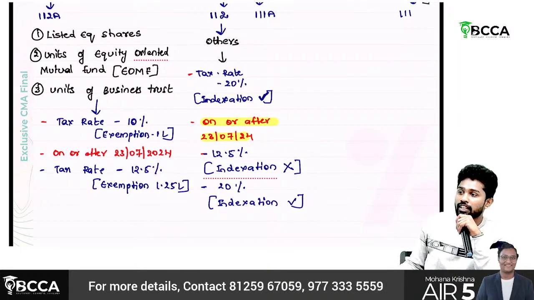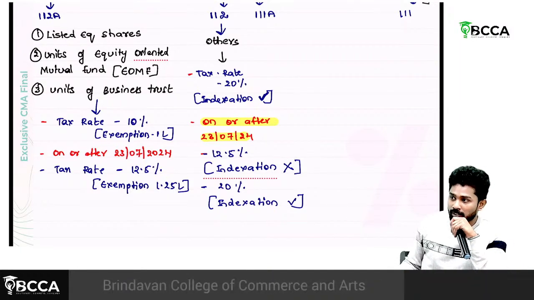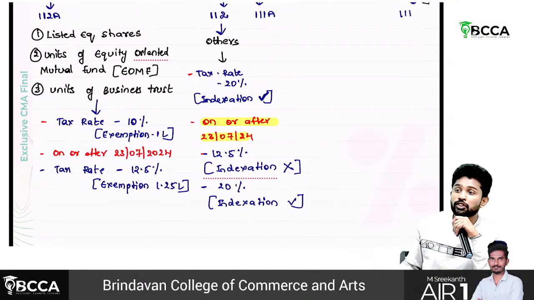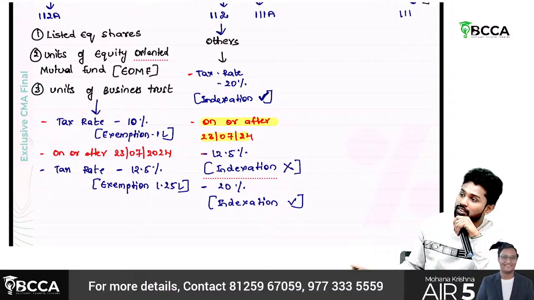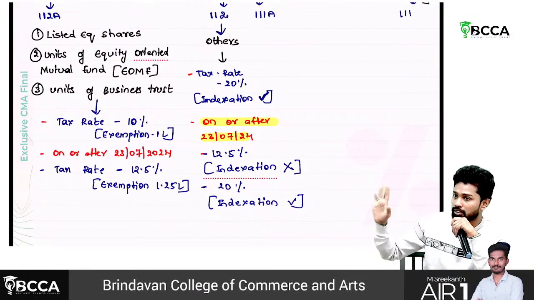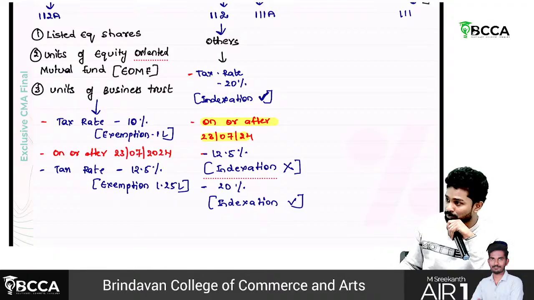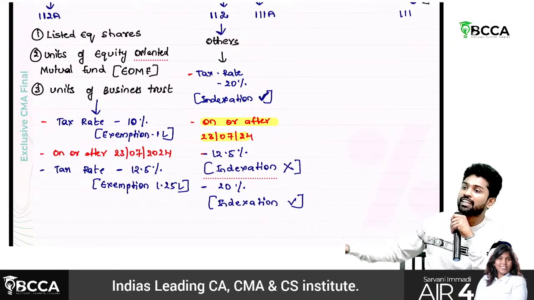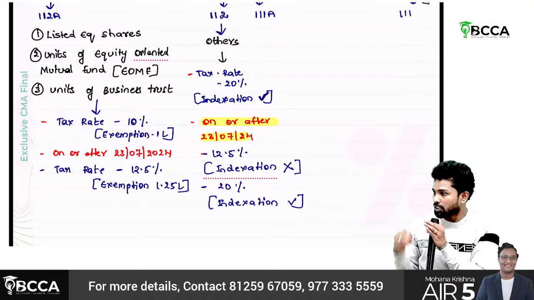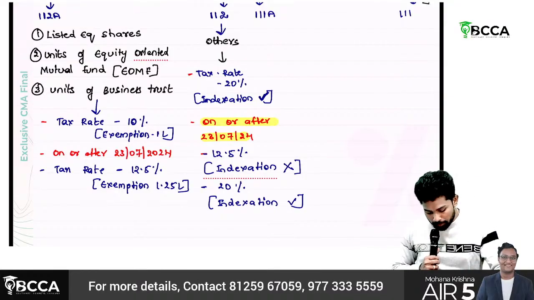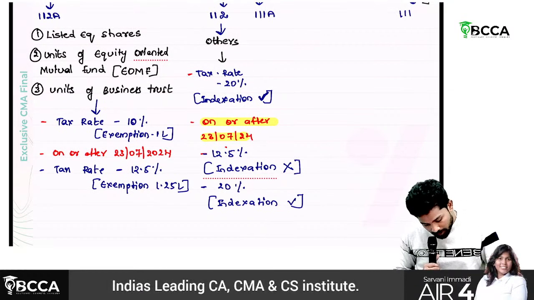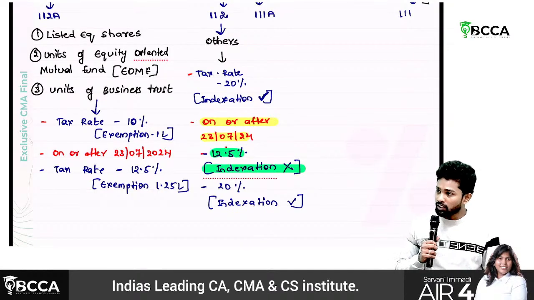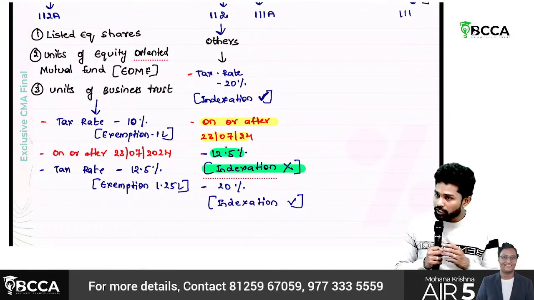But from 23rd July, it has increased to how much? 12.5%. Whereas on others, previously it used to be 20% with indexation benefit. Whereas now, 12.5% without indexation. Majorly that is only 12.5% without indexation. This 20% benefit with indexation is available only with a limited scope. That also we'll discuss. So majorly you should remember this thing only. The most important one is this particular one. In future also this is most probably going to continue.